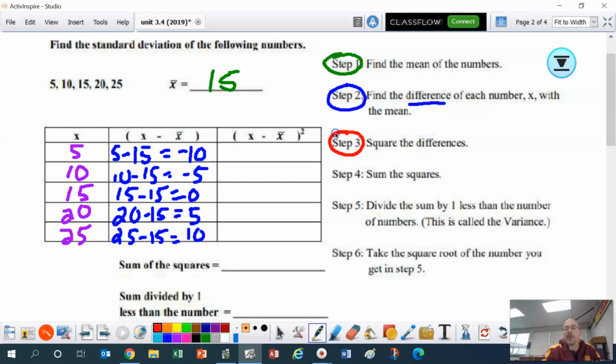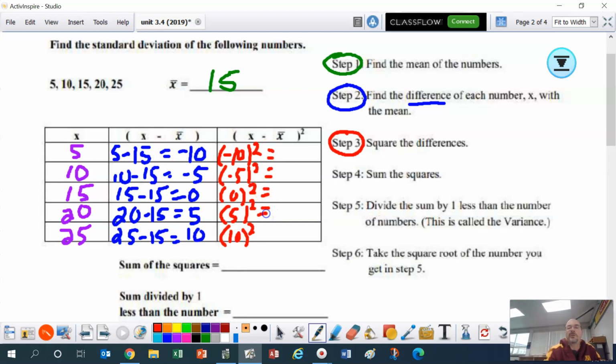Step number 3, and pause the video and write these steps down and have them in your notebook. Have them available so you can look at them. All right, so square the differences. Well, that means we're going to take the negative 10 and we're going to square it. Now, notice I'm putting parentheses around it, folks. Put parentheses around it. Otherwise, if you type it in wrong, the calculator will give you a wrong answer.